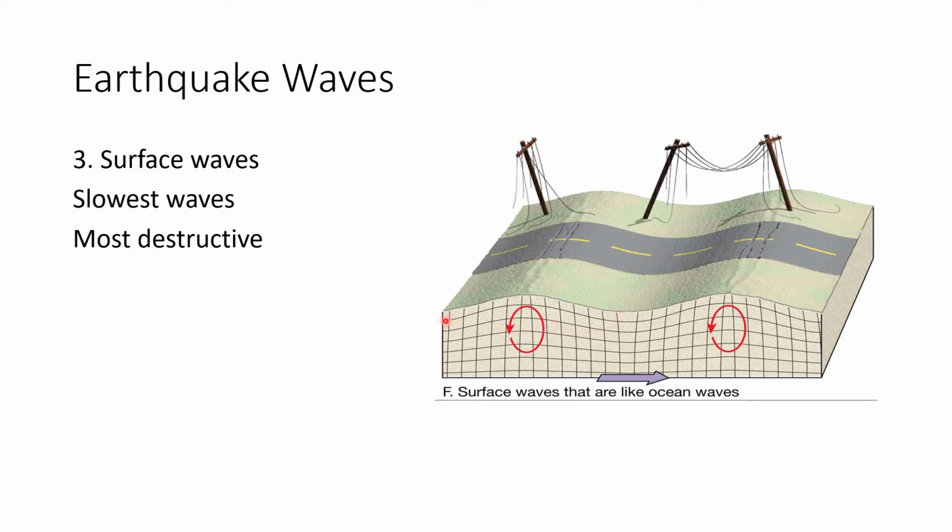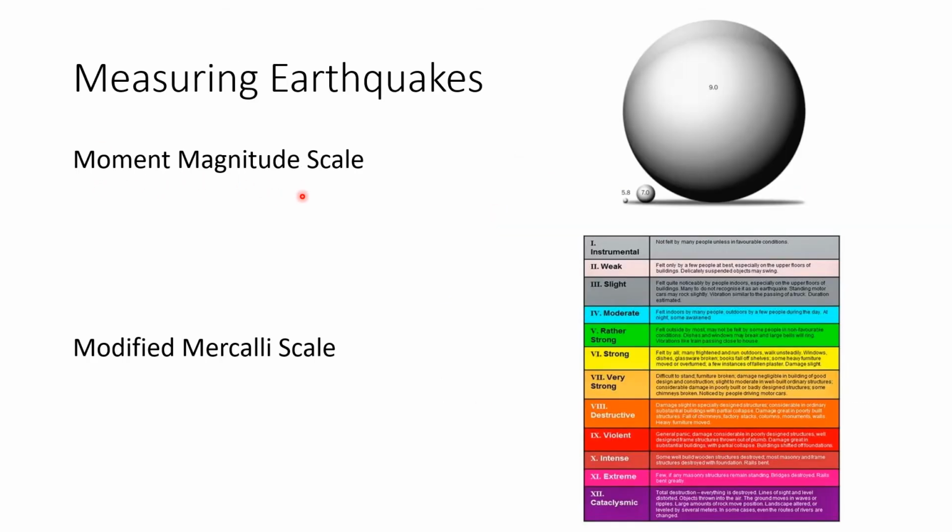Can you imagine in gym class, if you've ever had to do that workout where you take the ropes and smack them against the ground? That is kind of the motion that surface waves have as they move through the Earth. So they can really mess up human structures, like here we have roads and power poles that are on the surface. There are two different scales that are commonly used to measure earthquake intensity.